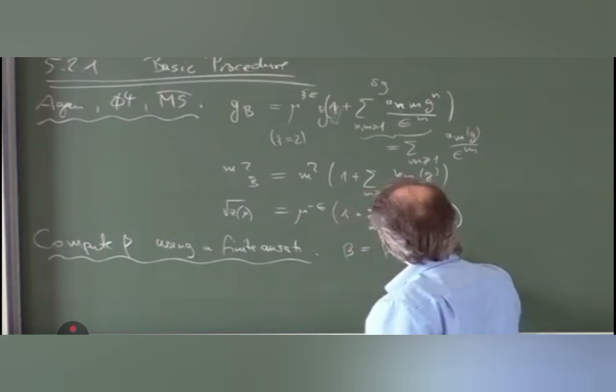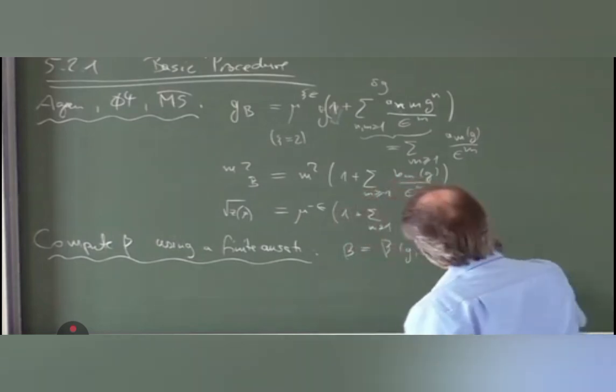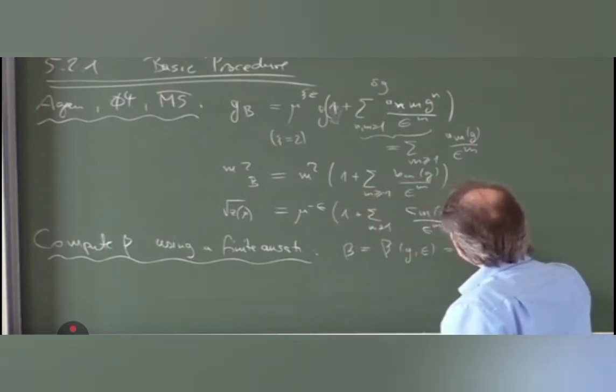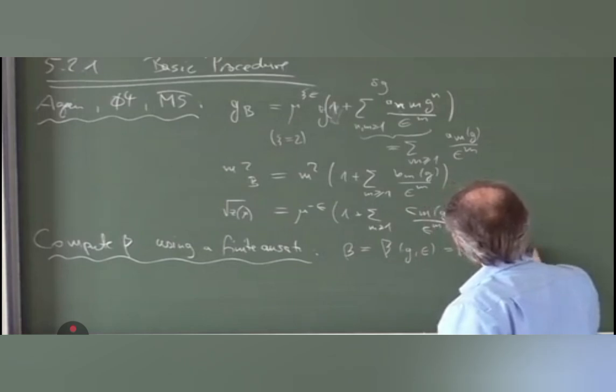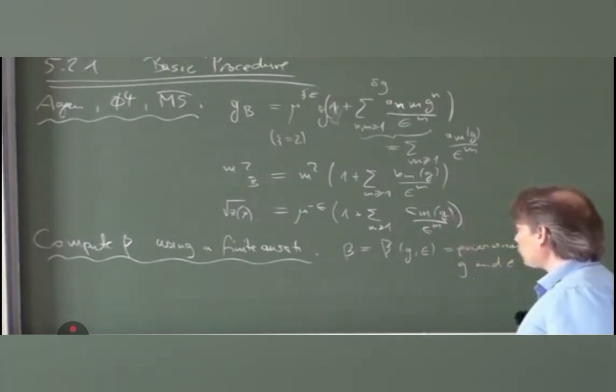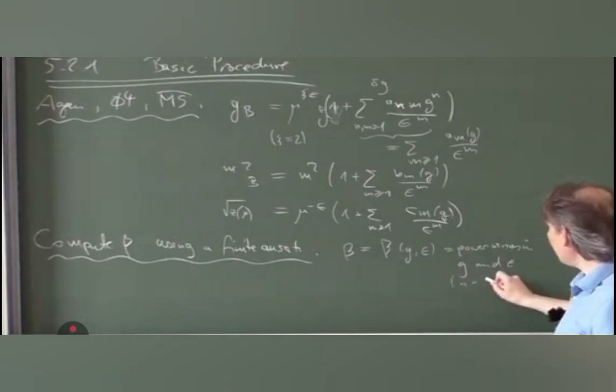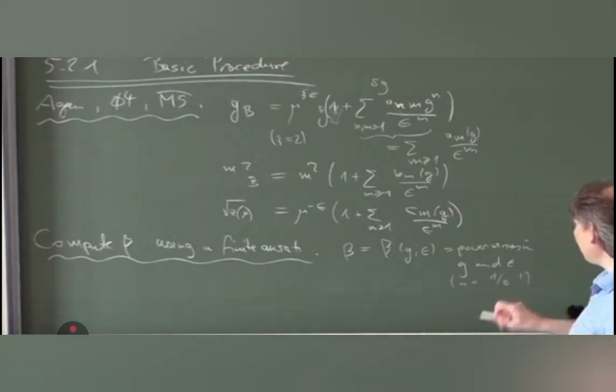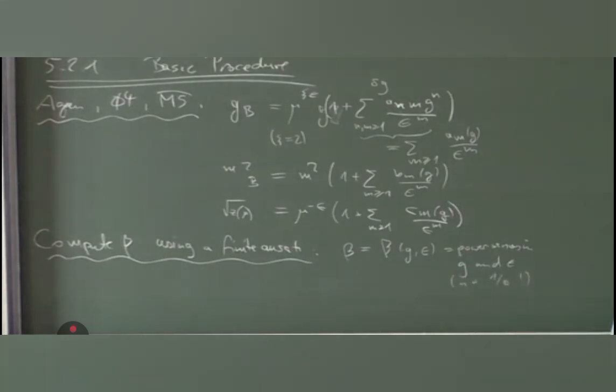And the ansatz that we now make is that beta is a function beta of g and epsilon, which however is a power series in g and epsilon. So there is no 1 over epsilon in the beta function. And why? Because we have just established this.